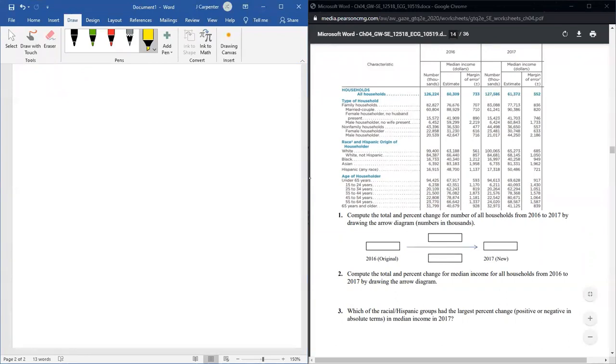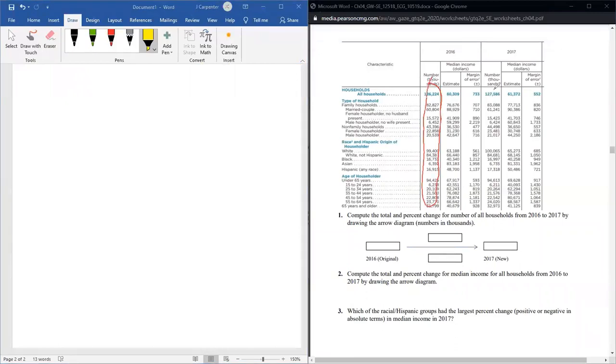Well, here's our 2016 column. They have median incomes. We're not going to be talking about that at all. Margin of error, we're not talking about that at all. Same for these two columns here. We're only going to be talking about this column and this column. But we just got to extract one number out of all of those, and it's the number of all households.